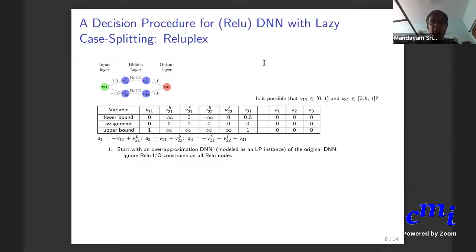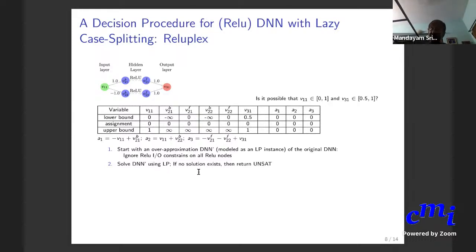So I want to make sure that you all understand why this is an over approximation, because after all, if you throw away some of the constraints, as I explained, the number of satisfying solutions is larger, okay? And that's why it is considered as an over approximation. So now, that's the starting thing. Now you solve this over approximated LP instance.